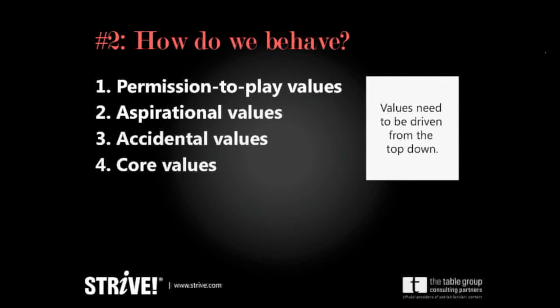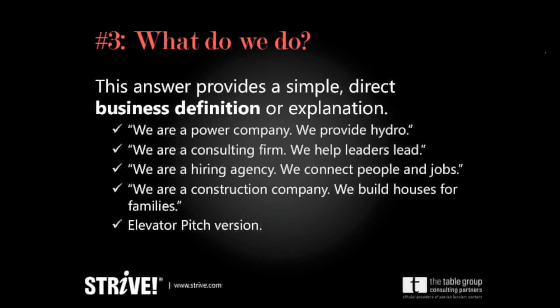So first, why do we exist? Second, how do we behave? Third one is, what do we do? Right. And this is really simple. All it does is it provides some sort of a direct explanation for the business. Now, opposite to the first question, which is why do we exist, when it comes to what do we do, this is not idealistic. This is not some sort of an ambiguous statement. This is what we can call a business definition. It's a definition of what the organization actually does. Nothing fancy, nothing abstract.